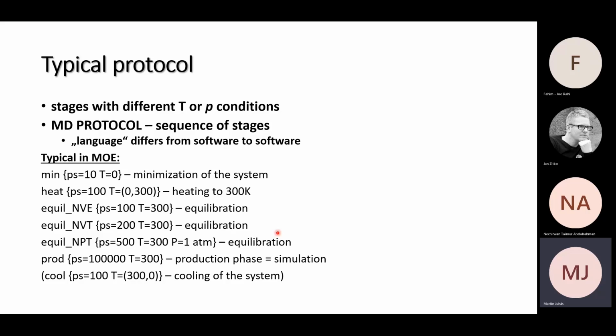And when your system is equilibrated, meaning it's not changing anymore, you can start the so-called production phase. And the production phase is actually the phase that you are mostly interested in. And this is the longest part. So in this case, this is 100,000 picoseconds, which is 100 nanoseconds. And this simulation is what we are interested in and we get the data from.